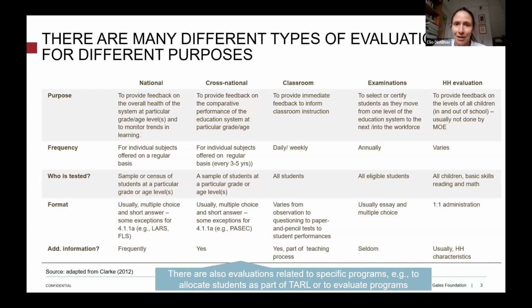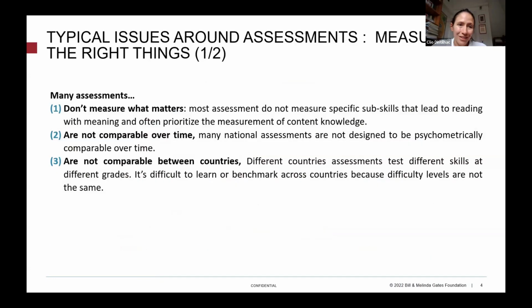On top of these, there are obviously program evaluations. So for instance, TaRL uses as part of their work very regular evaluations to allocate and graduate students. There are also more general program evaluations. So I'm sure all of you are familiar with all of this, but then the key question becomes: what's missing?